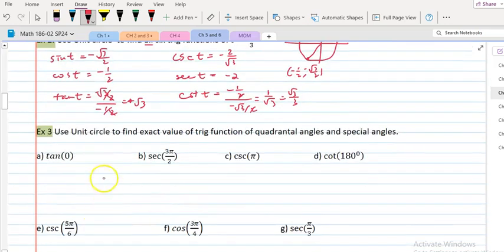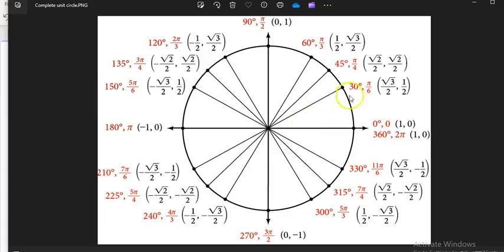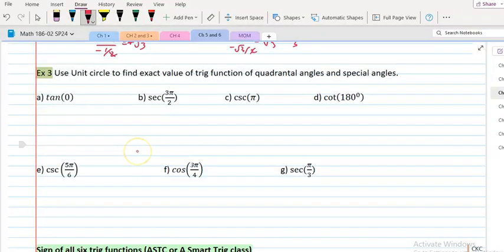Okay. So now we have more. Use the unit circle to find the exact value of these. Some are quadrantal angles, some are special angles. So tangent 0. Do you remember tangent 0? The 0 value is 1, 0. So I'm going to draw a small unit circle here and say my point is 1, 0. I want tangent. Tangent is y over x. Tangent 0 equals 0 over 1. That's equal to 0. Okay.